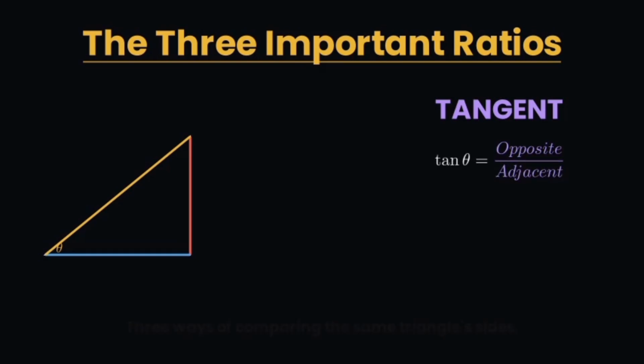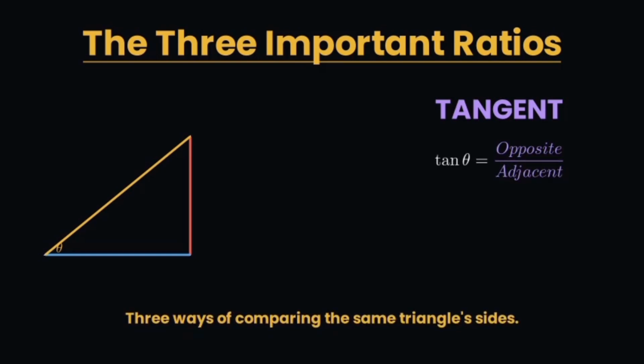That's it. They are not random formulas. There are simply three different ways of comparing the sides of the same triangle. Students often struggle to remember these ratios. Here is the easiest memory trick.